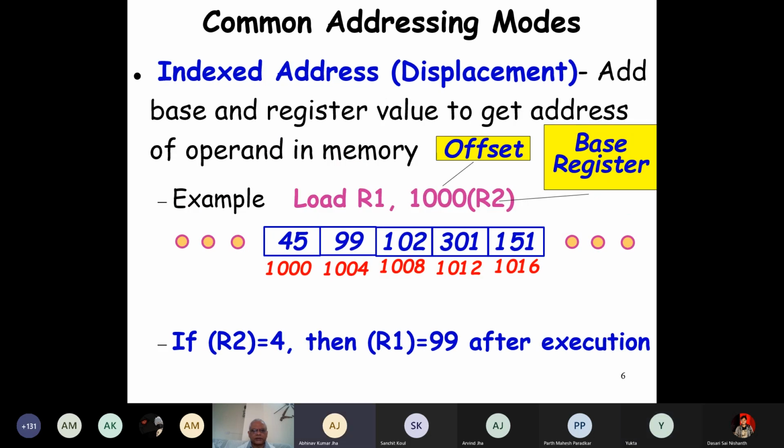Then we have the displacement or indexed addressing, and this is used when we write programs involving arrays. We'll keep on incrementing R2 at a time and keep the offset to be the start of the array.